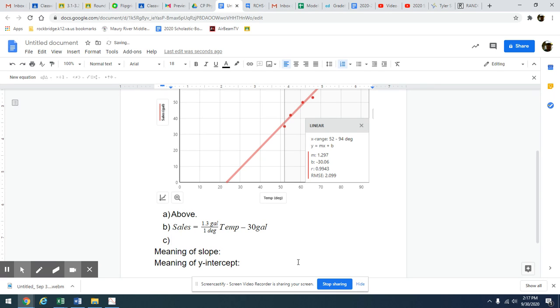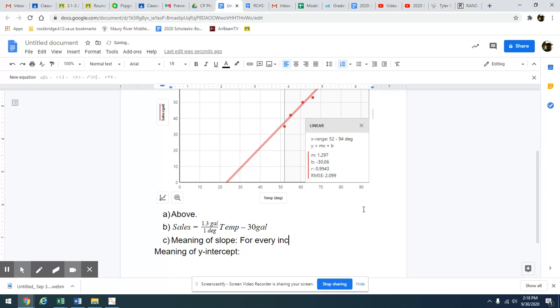What do we need to do next? I'll explain the meaning of the slope and the Y-intercept. So I've got those all ready to go. Let me just see if I can back that up to there. Meaning of slope. I'm going to look at the slope here and read from the bottom up.